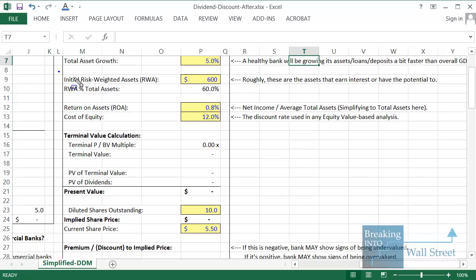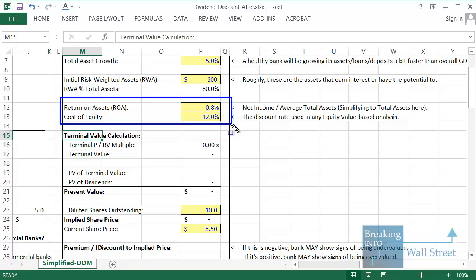The initial risk-weighted assets, so we're saying that 60% of a bank's assets could potentially earn interest or at least have some amount of risk associated with them. So these would correspond to loans to customers, they would correspond to certain types of investments, and so on and so forth. And then the return on assets and cost of equity.